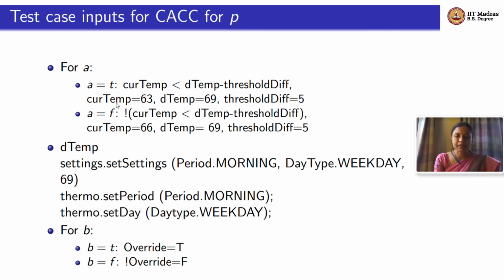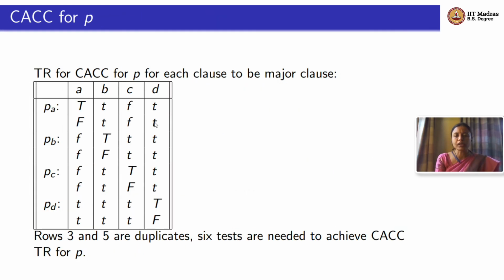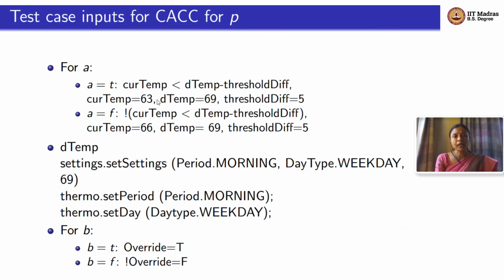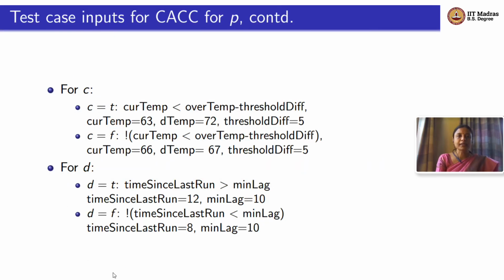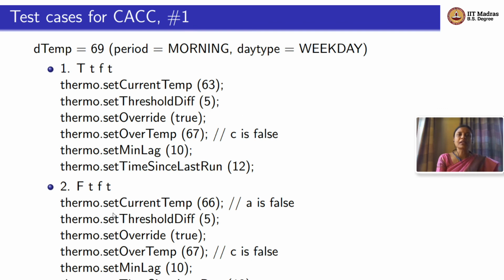Now I'm going to assign test cases. So these are my true false values. A was actually this clause, current temperature is less than desired temperature minus threshold difference. So assign values. Similarly, for A false, assign some set of values. For desired temperature, you have to substitute and then assign values. B was just the Boolean variable override, can be made true or false. For C, also assign values. For D, also assign values. Now you have these values assigned.